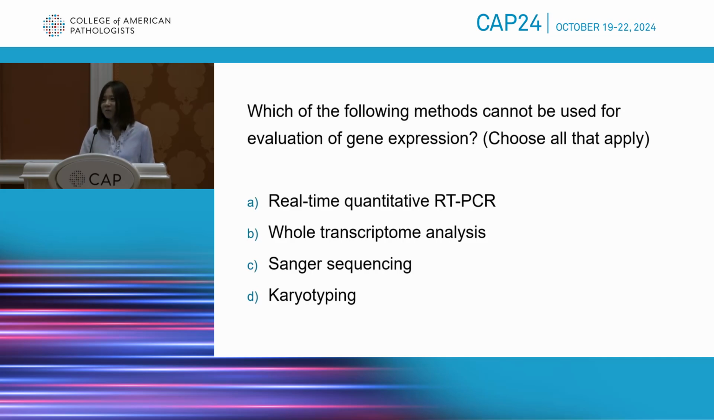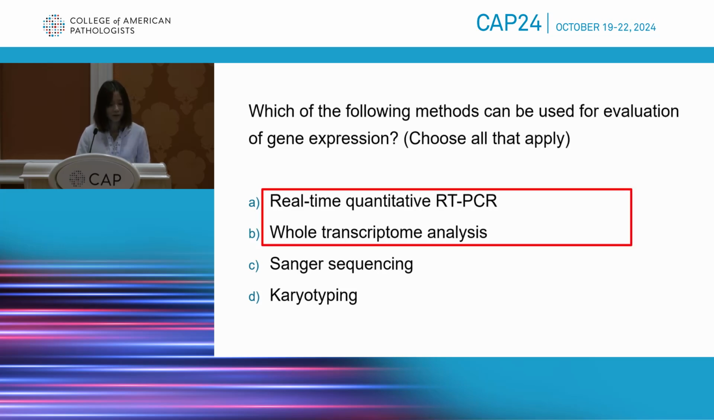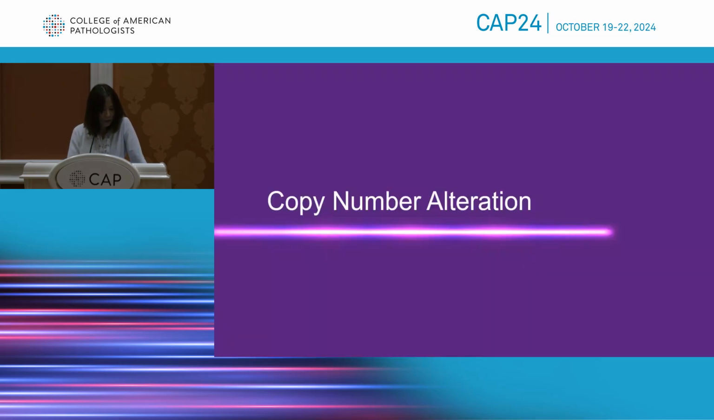So I don't know if anybody's willing to share the answers, but the hint is that the right answers stick together. These two can be used for evaluation of gene expression. You can see the title page is actually correct on this slide. So real-time PCR, quantitative RT-PCR, and whole transcriptome analysis can be used for evaluation of gene expression. Sanger sequencing is usually used to evaluate DNA alterations, and karyotyping for structural variants and also copy number changes. So that's the gene expression profile part.